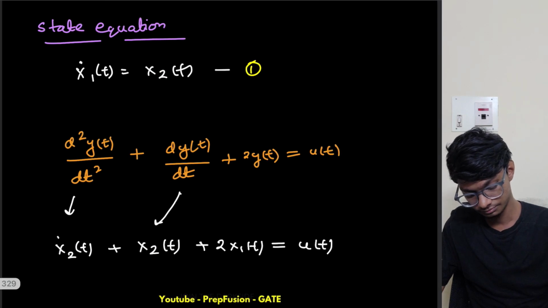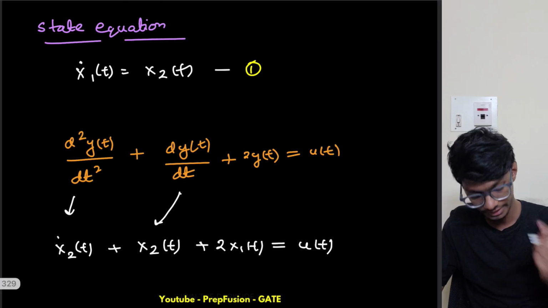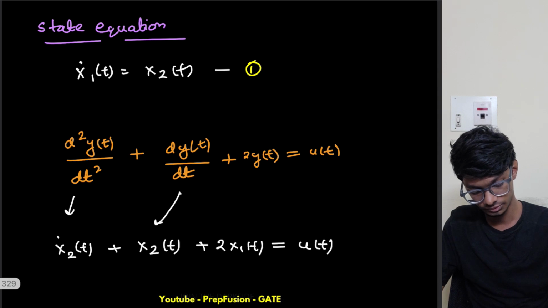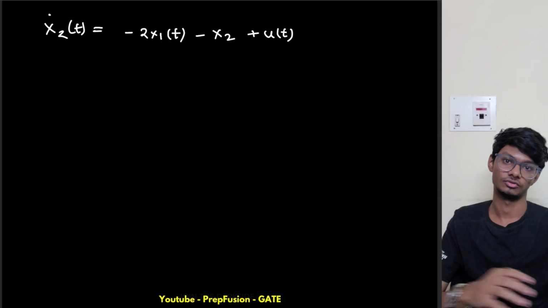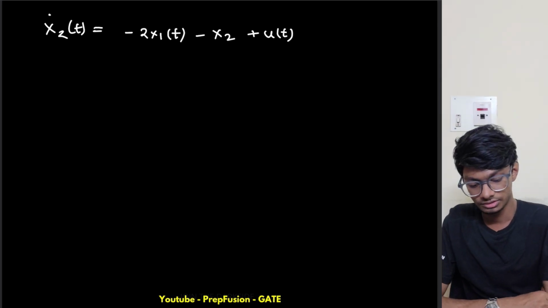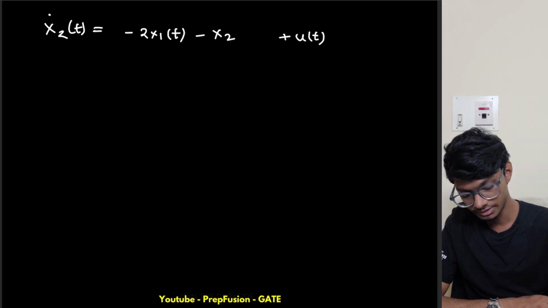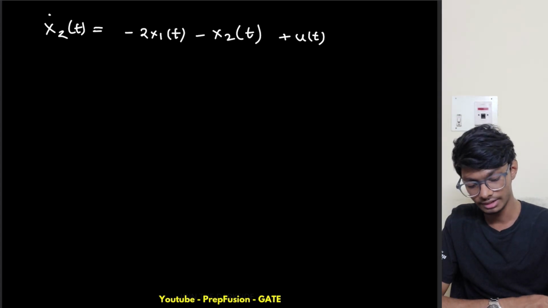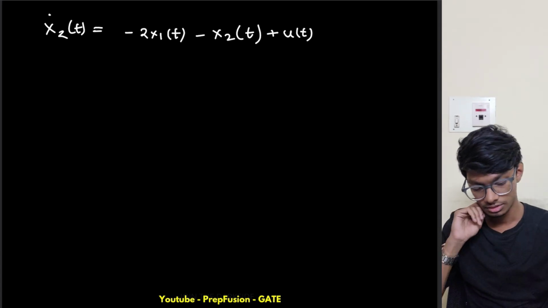x2 dot t equals minus of 2x1 minus of x2, plus u of t. Okay, so this is minus of 2x1 minus of x2. This is also a function of t actually. Sometimes I will not write this bracket t, that is just understandable that it is a function of time. So this is our second equation that we get.